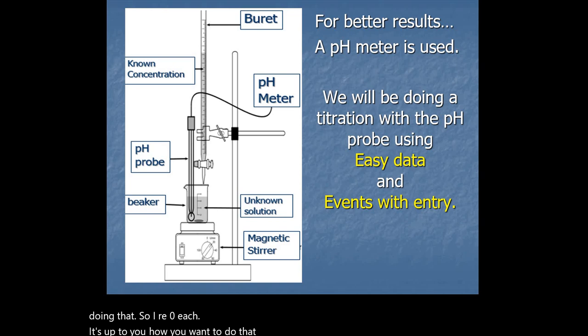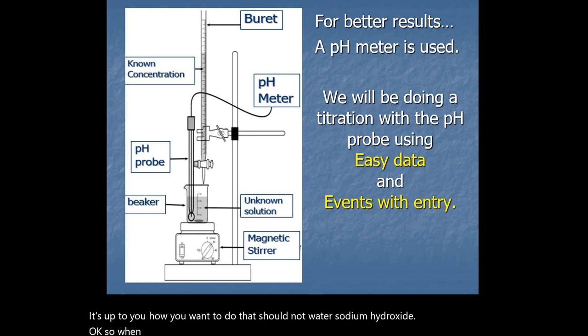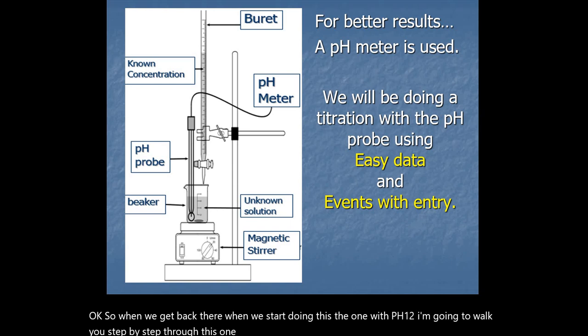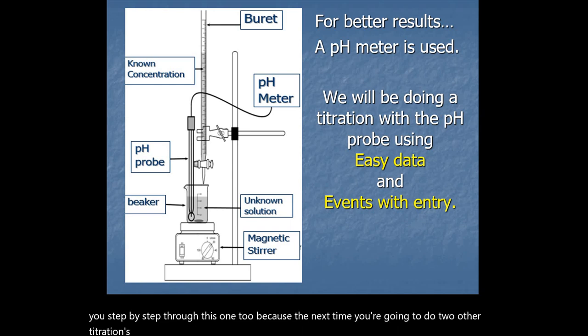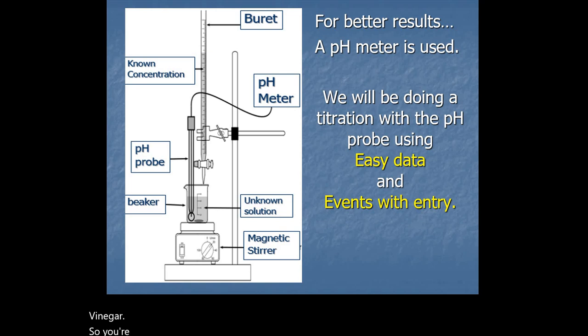Okay, so when we get back there, when we start doing the one with the pH probe, I am going to walk you step by step through this one too, because the next time you're going to do 2 other titrations with the pH probe, and those 2 are going to be with soda pop and with vinegar. So you're going to titrate both of those by yourself. So we're going to go through it together.